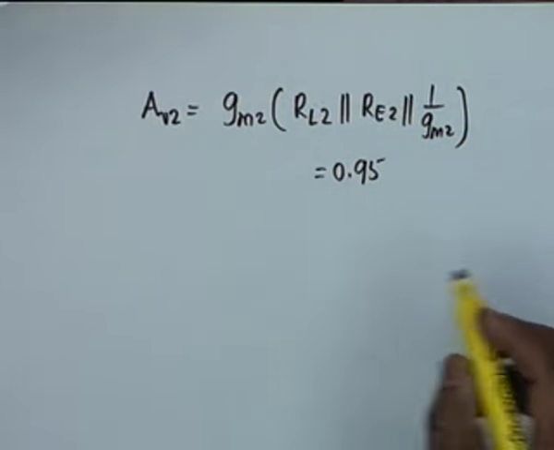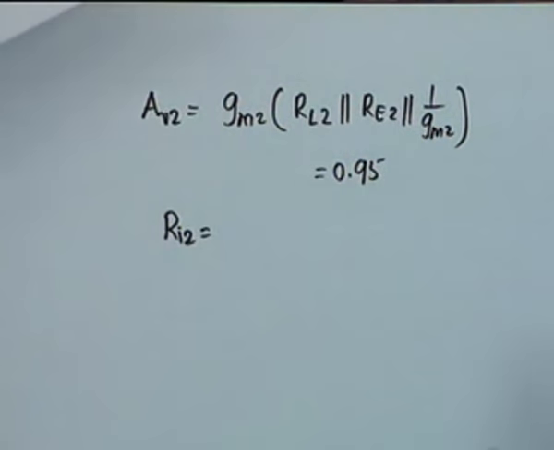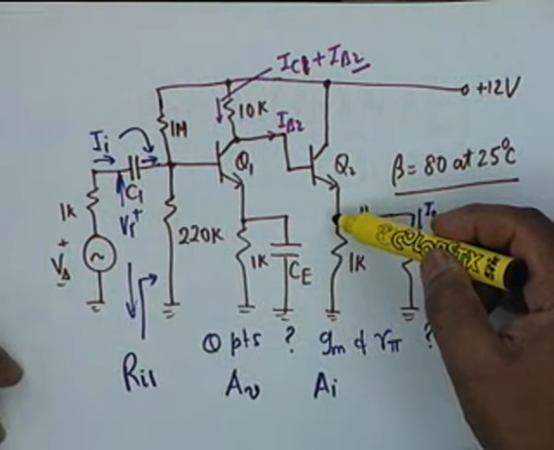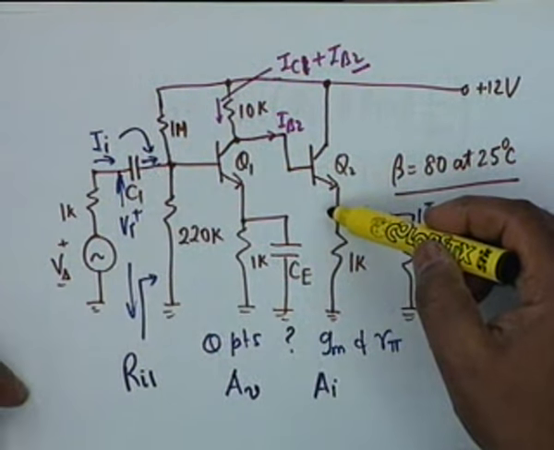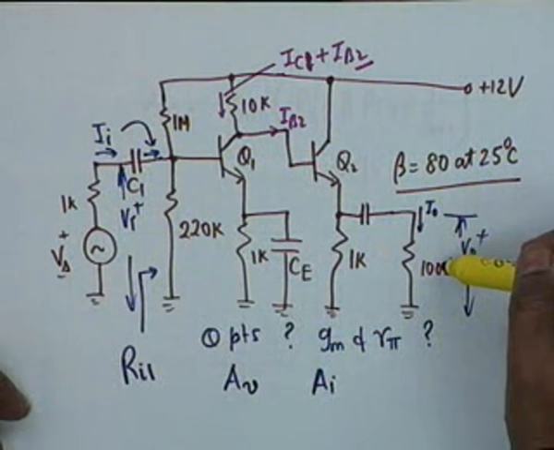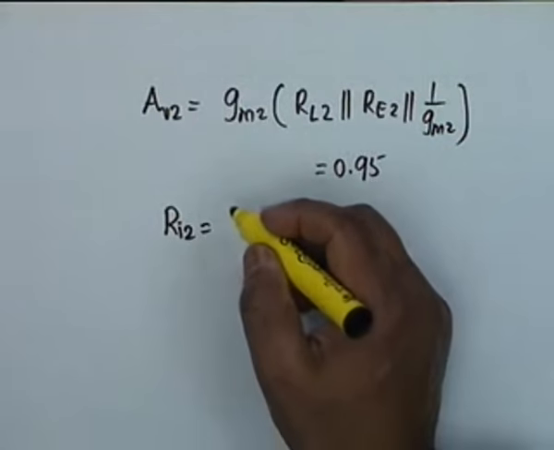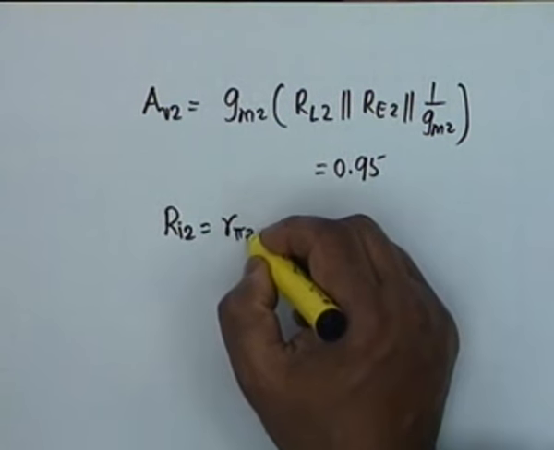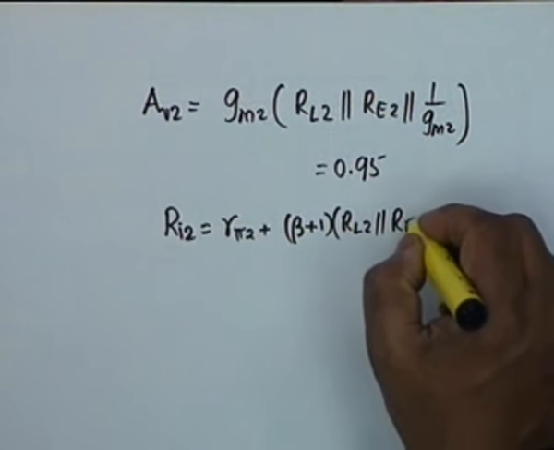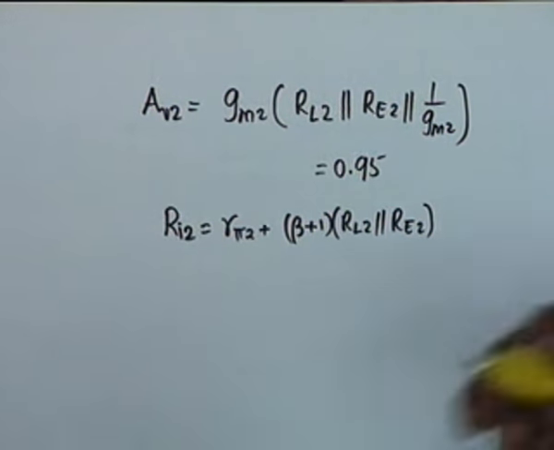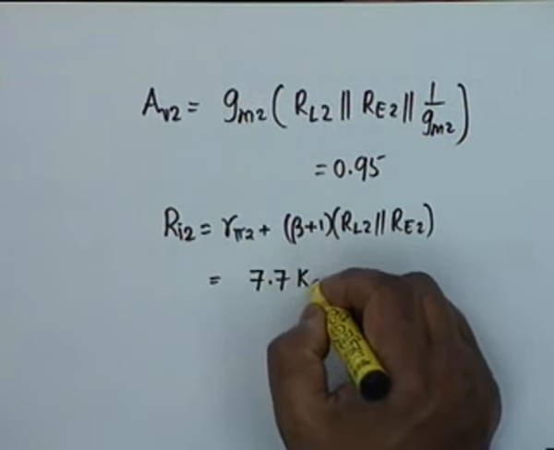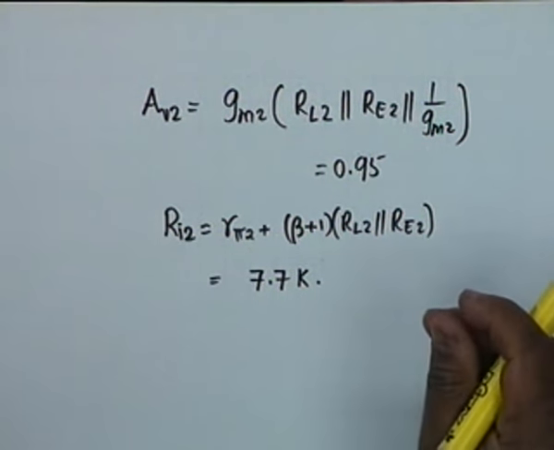Under this condition, let's see what Ri2, the input resistance of the second stage, shall be. It would be R pi 2, from here to here, plus beta plus 1 times the effective load here, that is 1K and 100 ohm. So Ri2 is R pi 2 plus beta plus 1 times RL2 parallel RE2. I am doing this by inspection without drawing an equivalent circuit. This comes out as 7.7K. This is a high enough resistance.